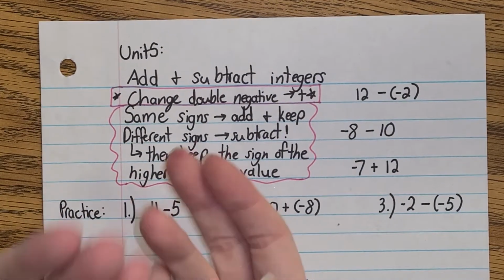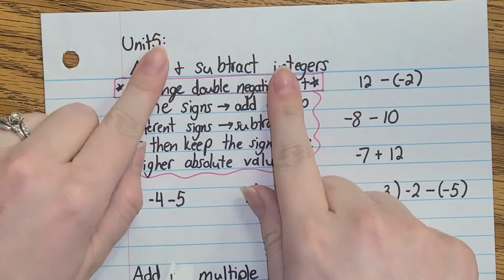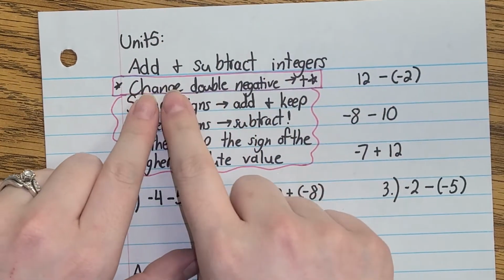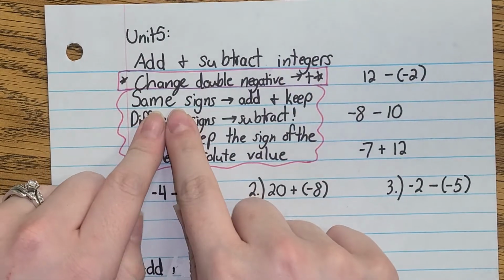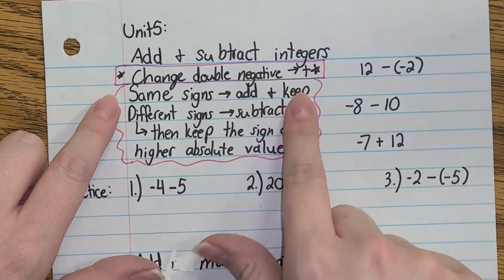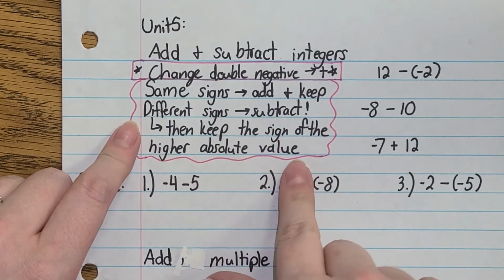Remember, this is the song one. Multiplying and dividing has a triangle. Adding and subtracting has the song. First, you change the double negatives to a plus, if you have them. And then, same signs, add and keep. Different signs, subtract. Keep the sign of the higher absolute value.